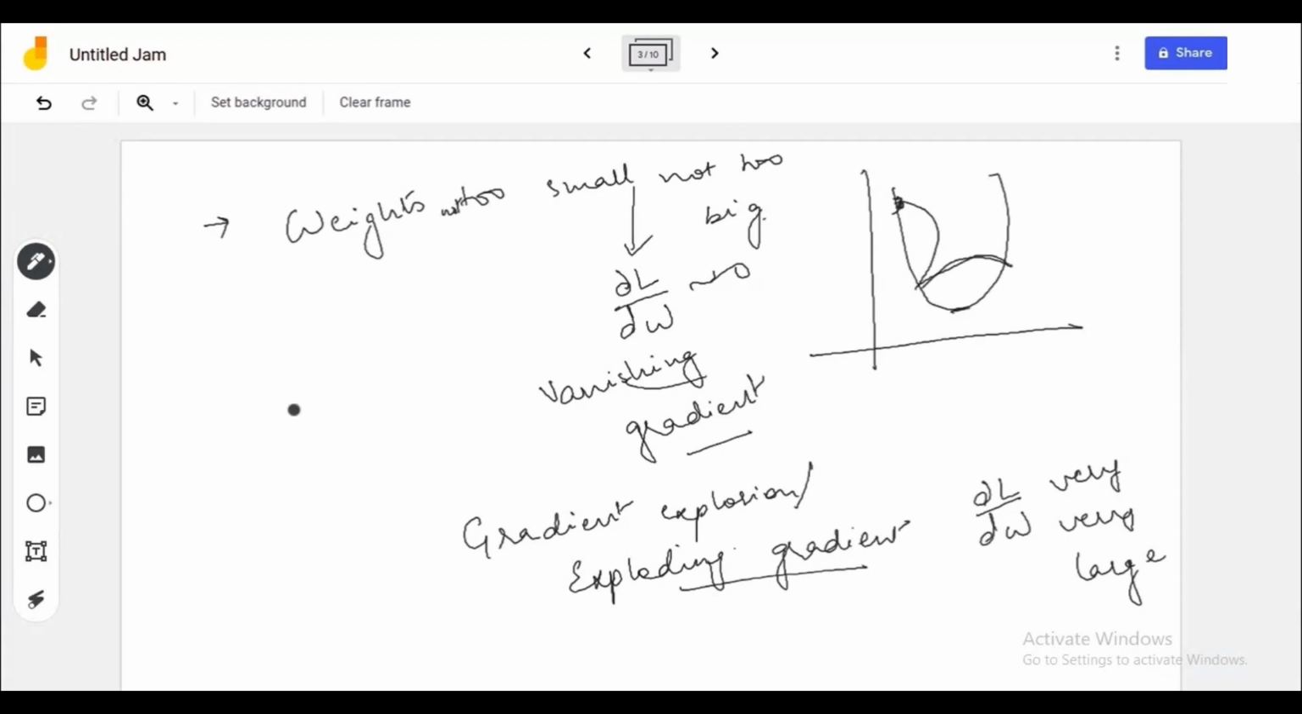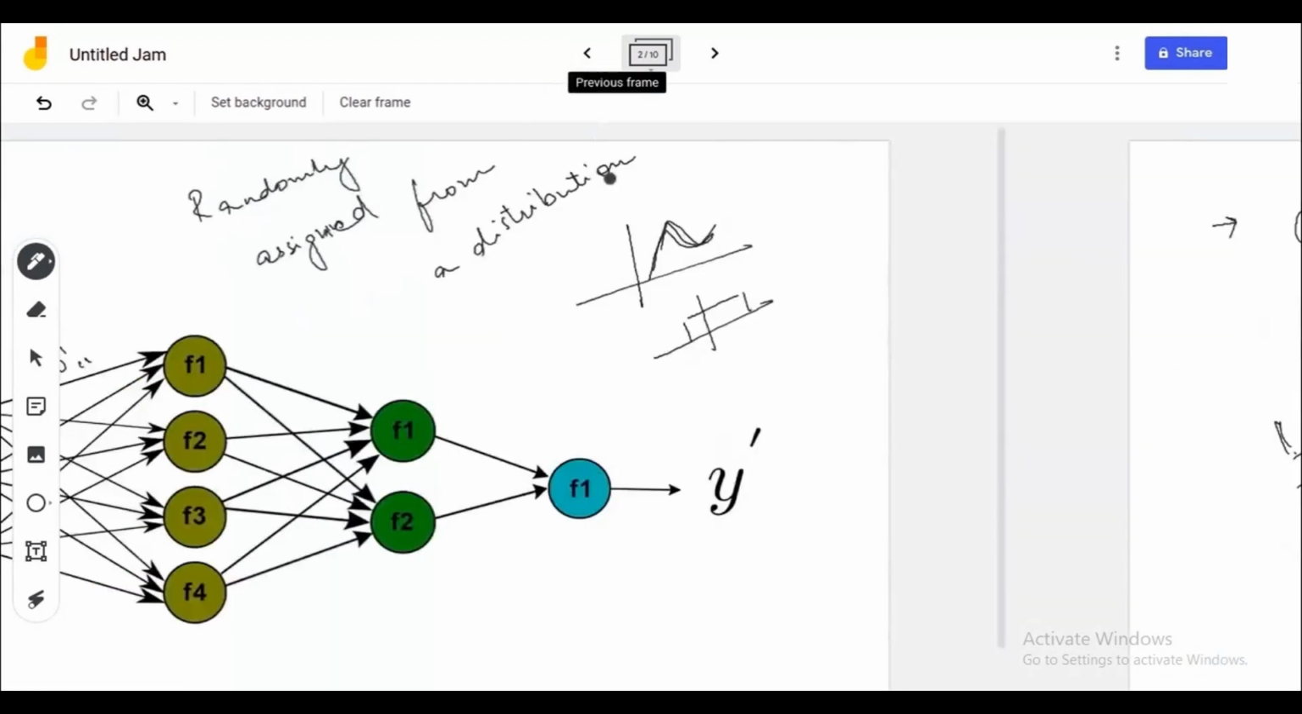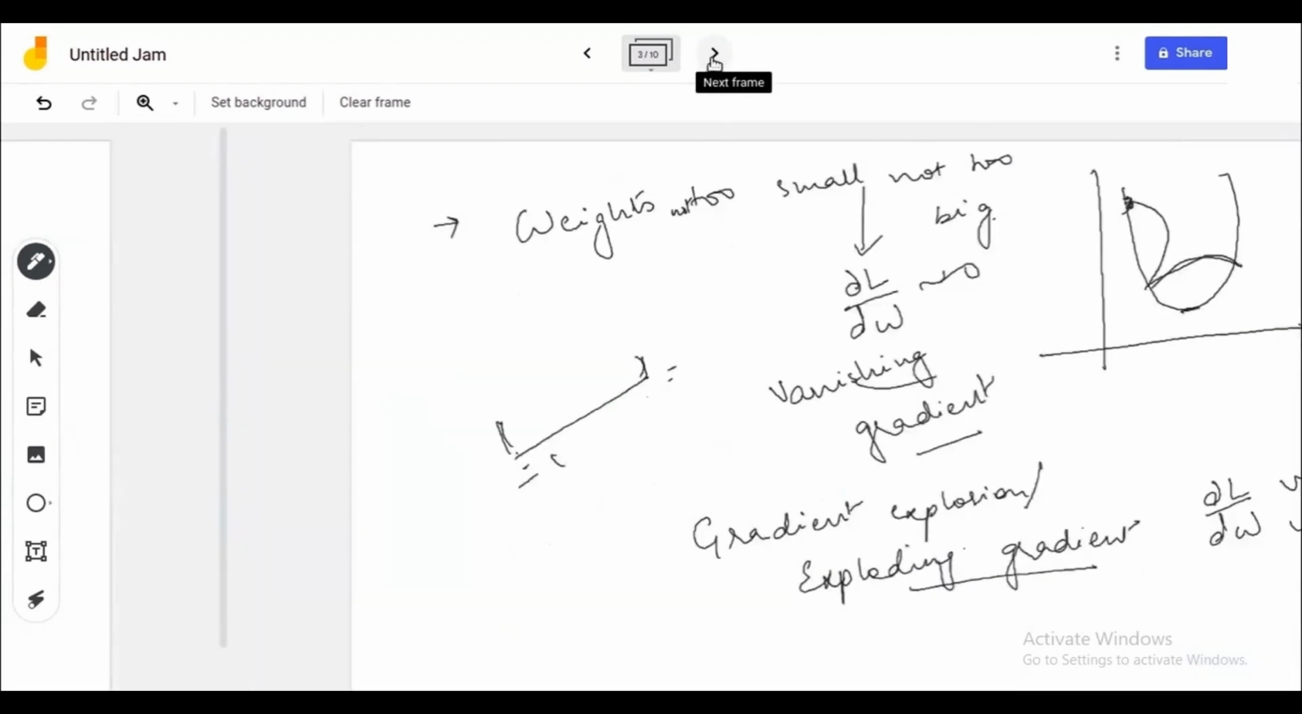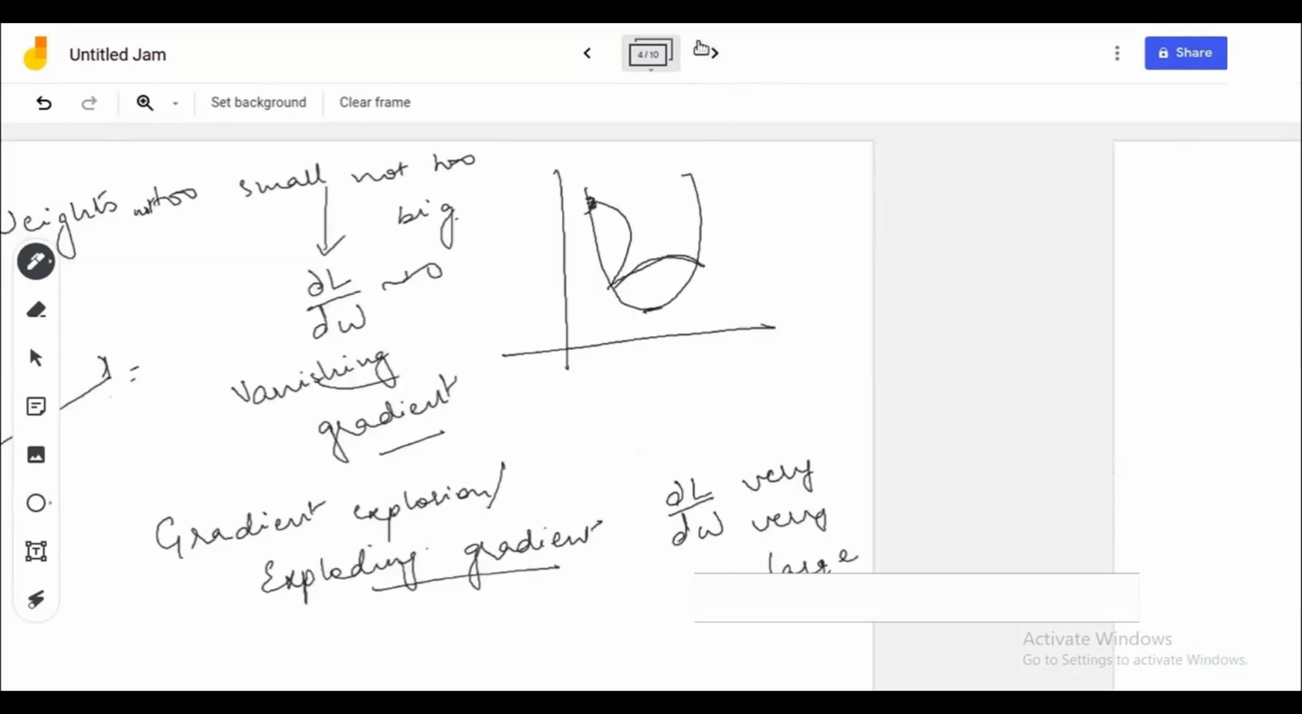So we need to somehow clip these weights. Clip as in we need to keep them intact so that they do not cross a particular range, right? For that we need a distribution. Hence we have to use the weights from a distribution. So what sort of distributions should we use?